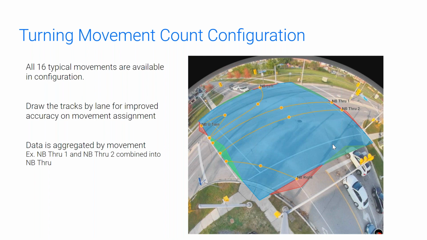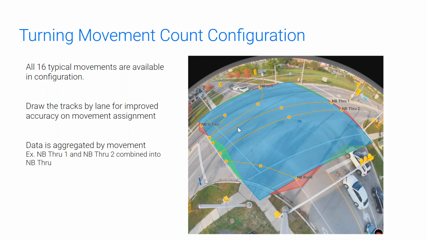You'll also notice that we're doing tracks by lane. For the through movement here, northbound through 1 and northbound through 2 are drawn separately in the configuration. This is very important to our count accuracy and our movement assignment. We're really following where the tracks of the cars are and making sure they're associated with the right movements. That way, the count accuracy is just as accurate as what we could do for actuation.